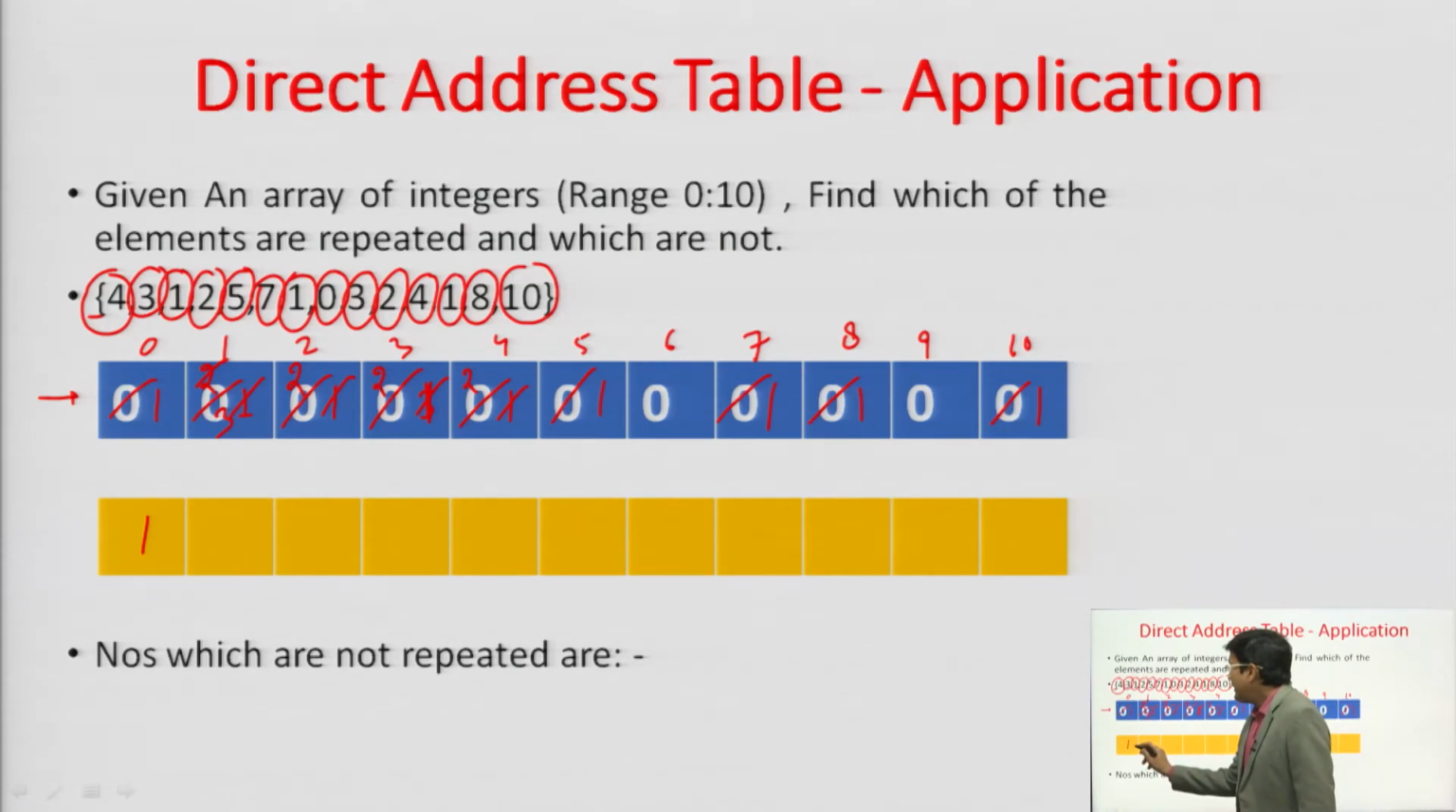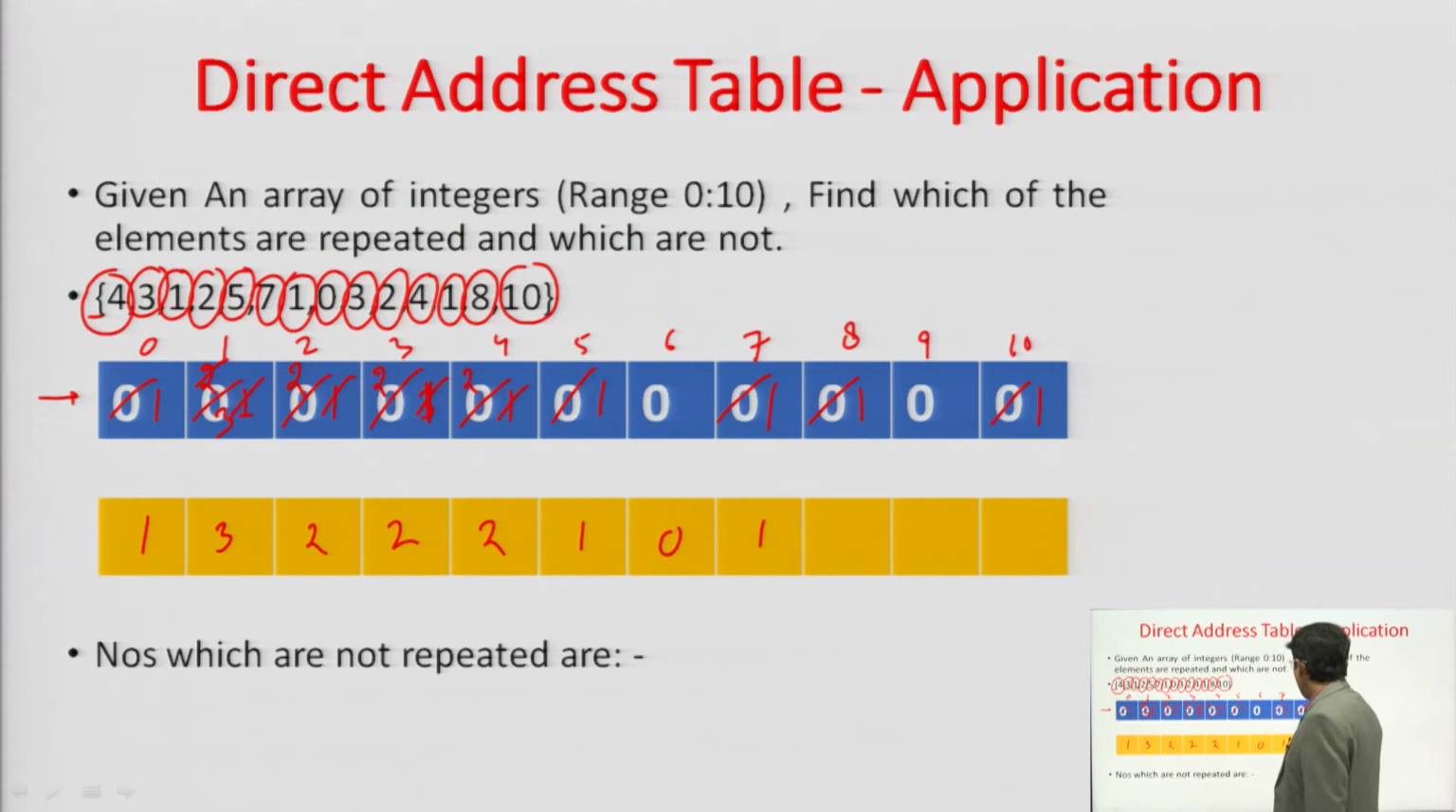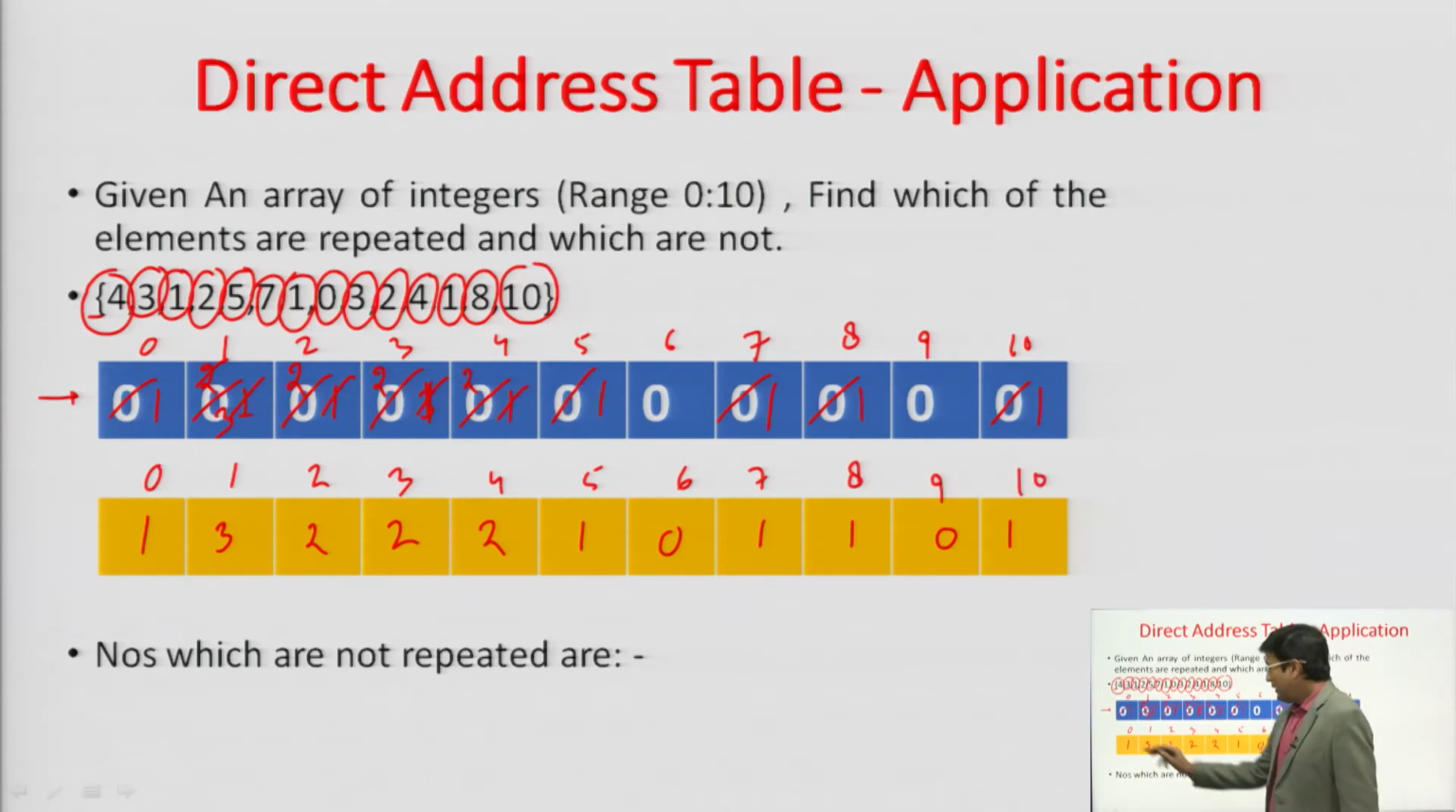Now the final quantities here are 1, 3, 2, 2, 2, 1, 0, 1, 1, 0 and 1. Let's mark the indexes 0, 1, 2, 3, 4, 5, 6, 7, 8, 9 and 10. In the given table you can see that there are certain entries which are 1 and there are certain entries which are 0. So 0 and 1 are our desired entries. We had to find out what are the numbers which are not repeated.